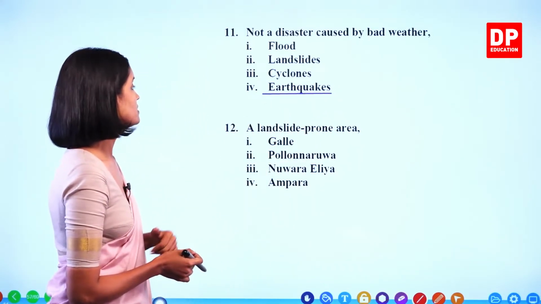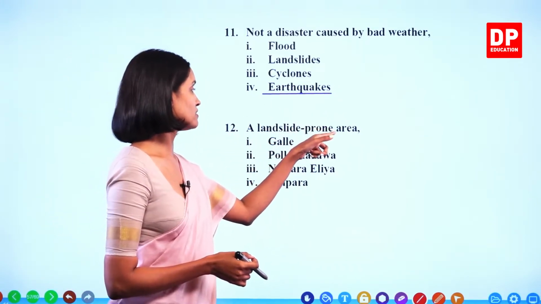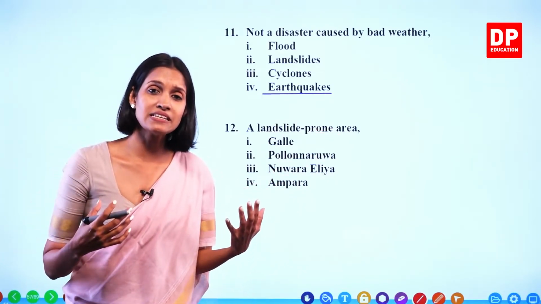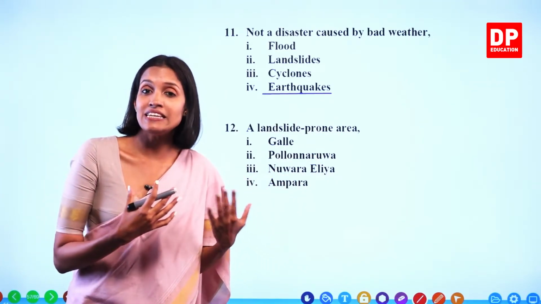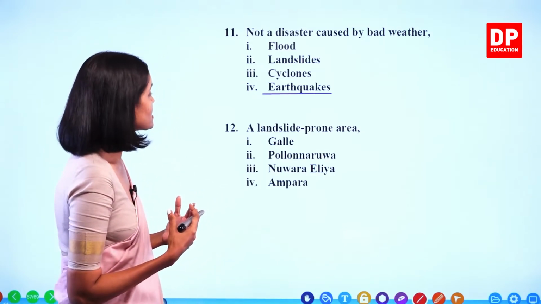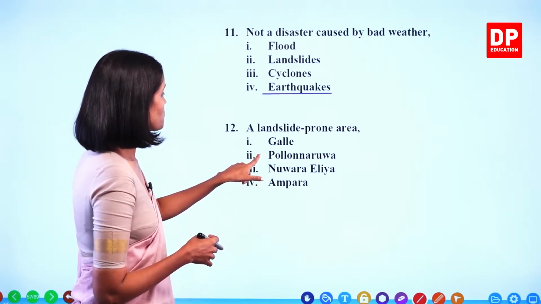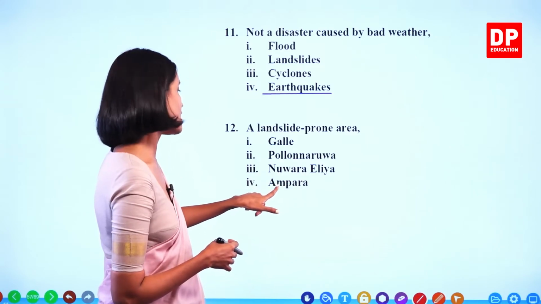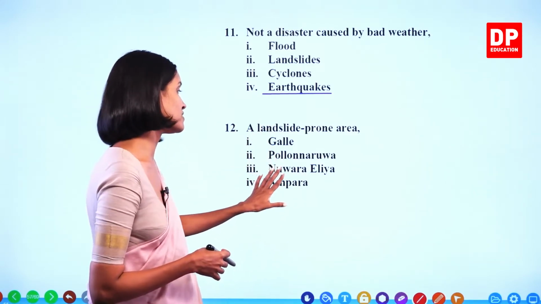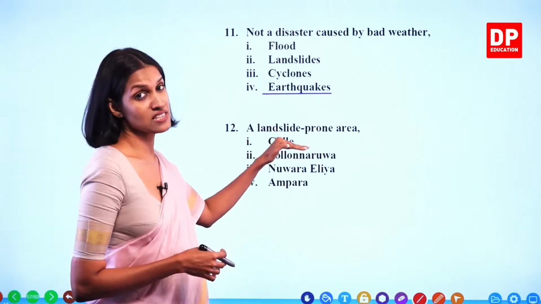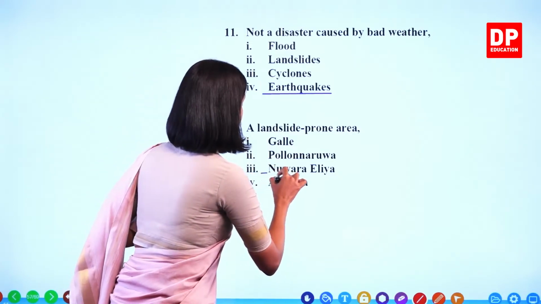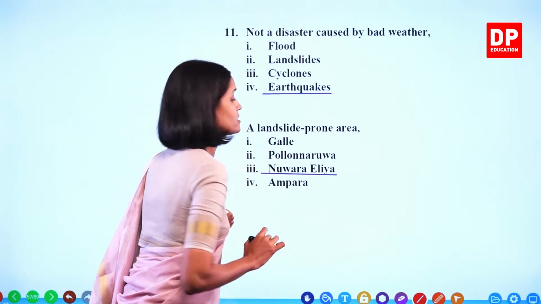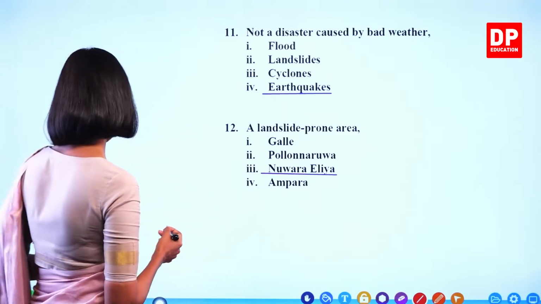Number 12. A landslide prone area. Landslides basically occur in hilly areas. Let's see any hilly areas here. Galle, Polonnaruwa, Nuwara, Ampara. So out of these 4 areas, Nuwara is the hilly area. Okay, Nuwara is the answer. We'll move on to the next.